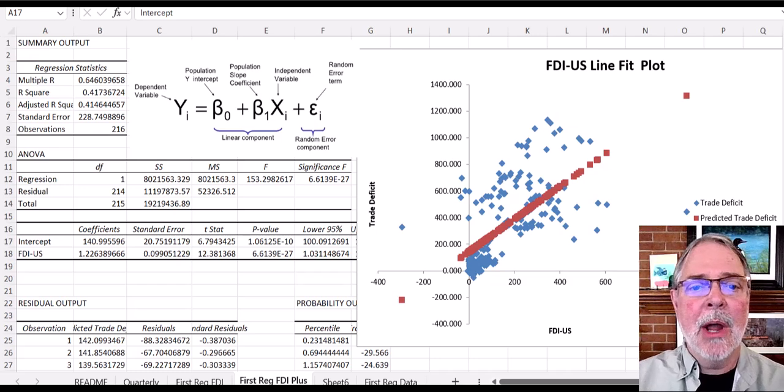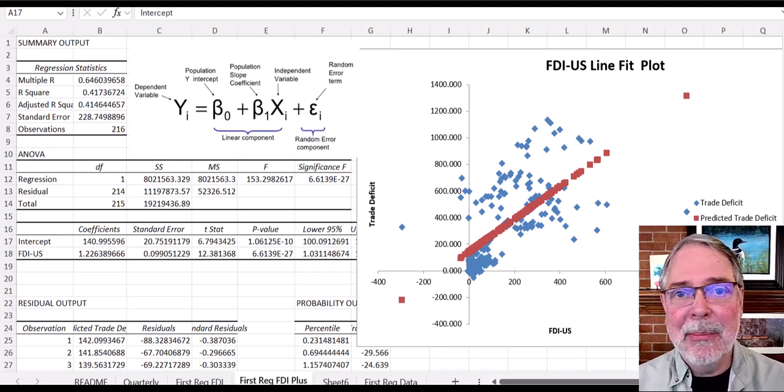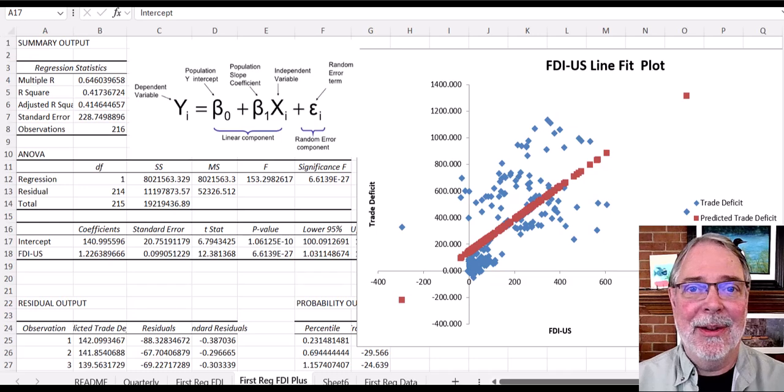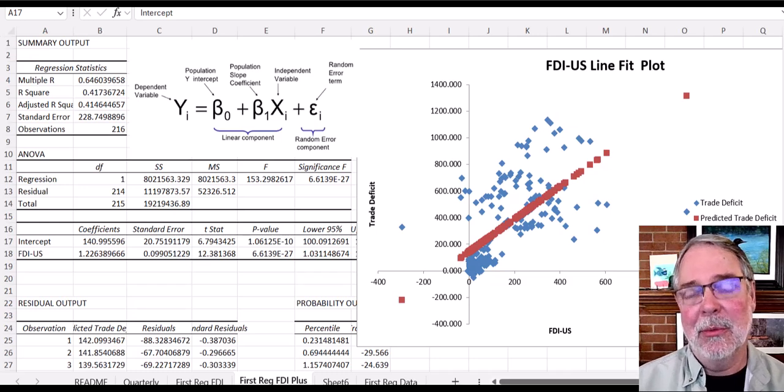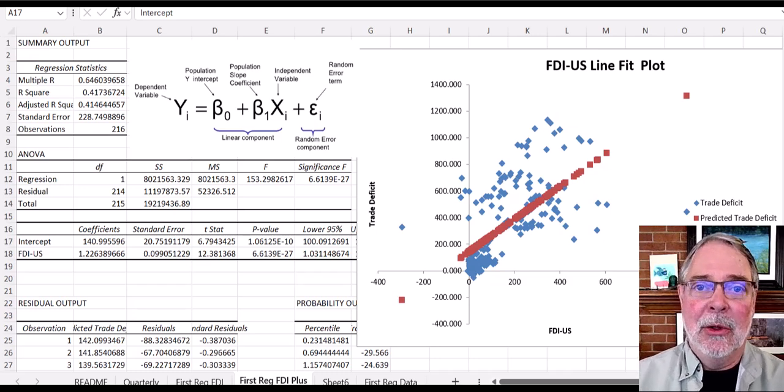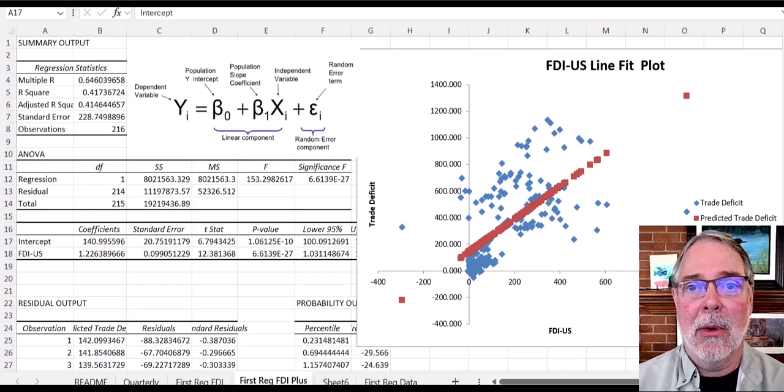In this video, I want to analyze the results from the previous one, right? So in the previous video, we looked at an admittedly poor measure of the independent variable in this relationship of foreign investment and the trade deficit. Remember, the theory here is that U.S. trade deficits are driven by foreign investment.